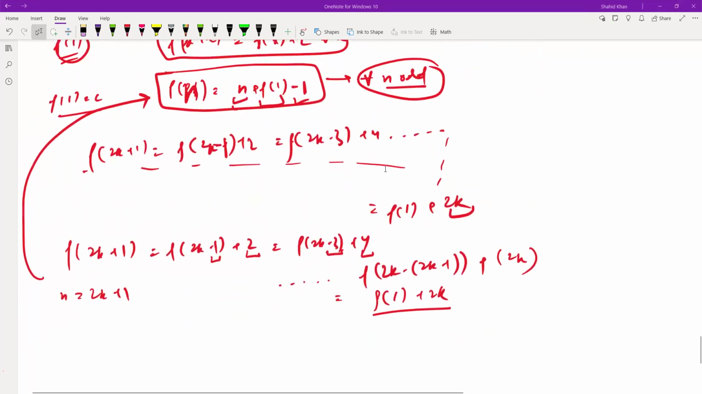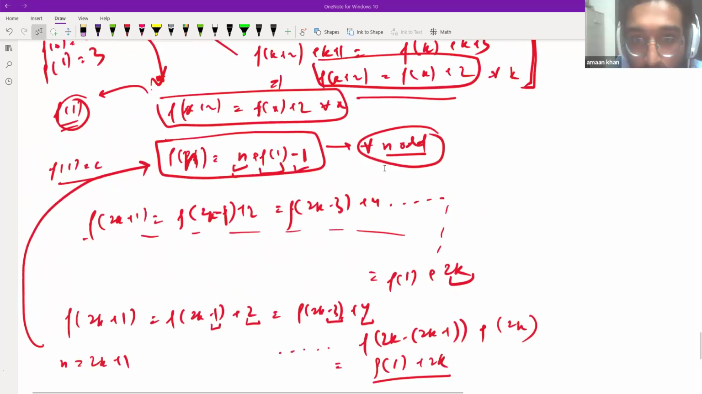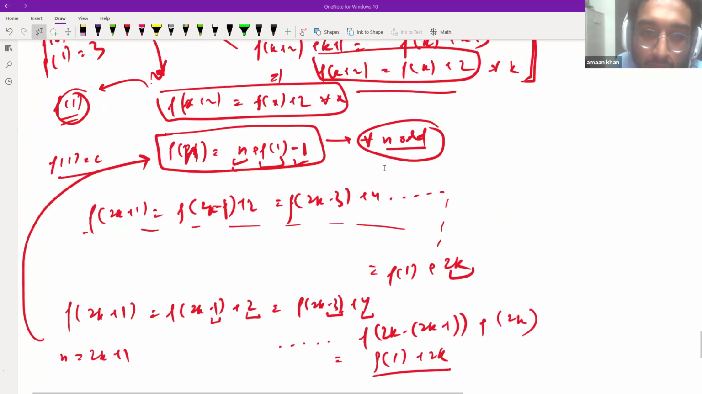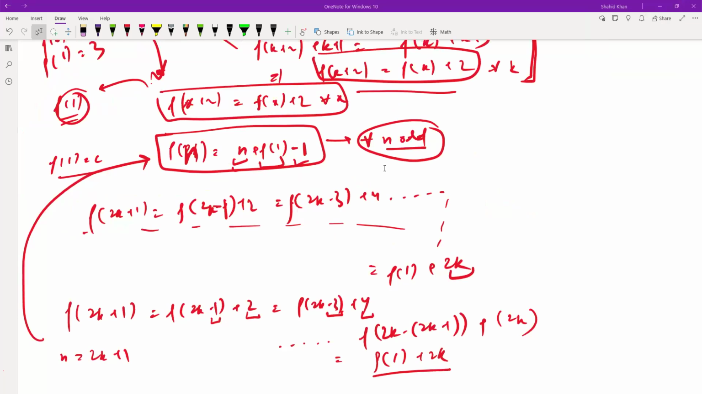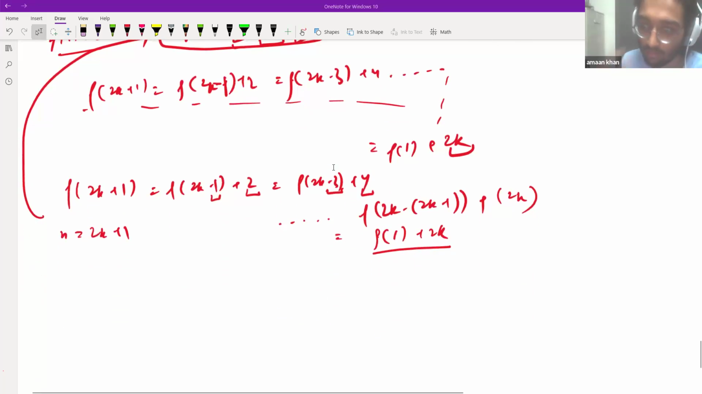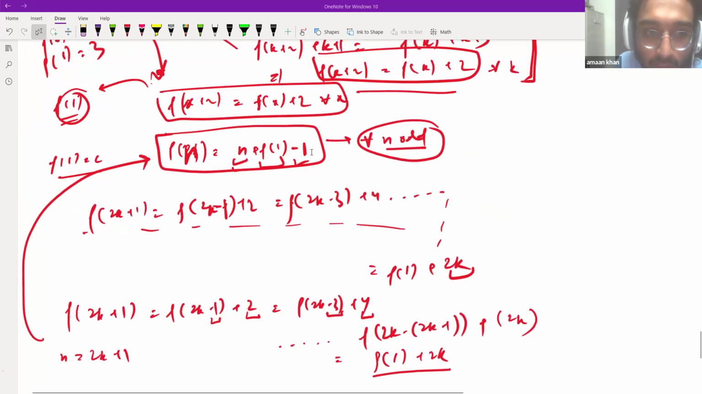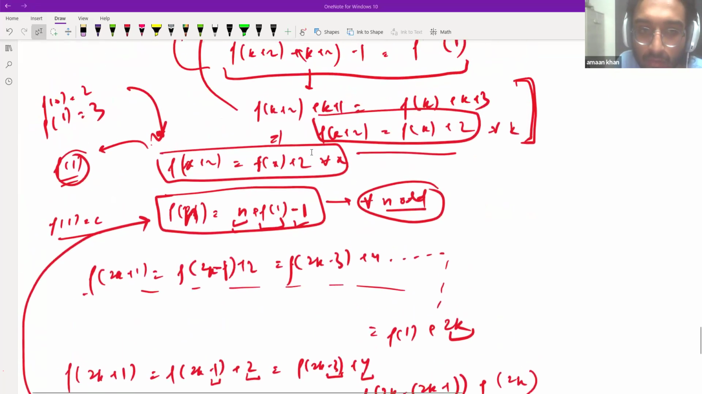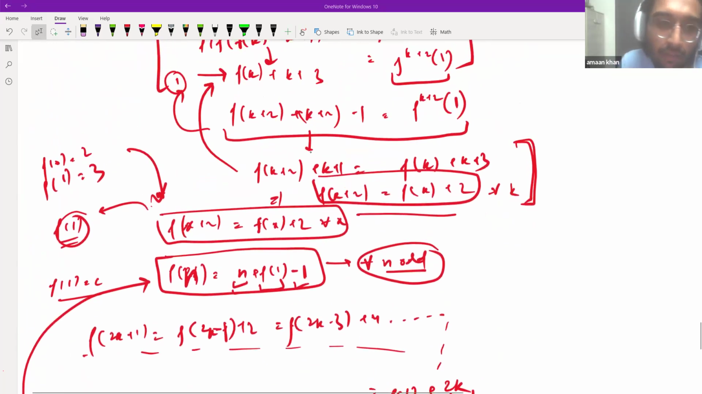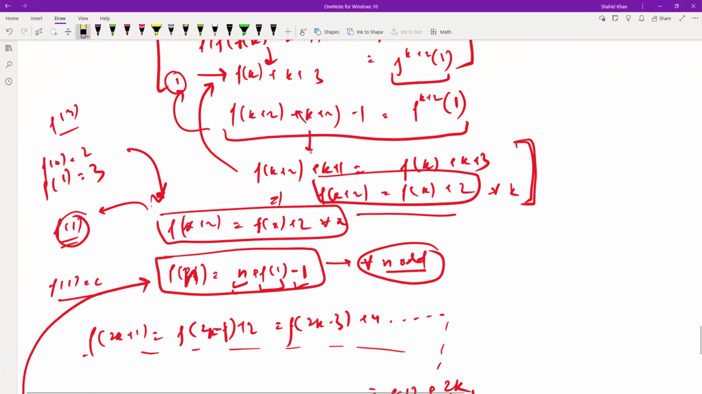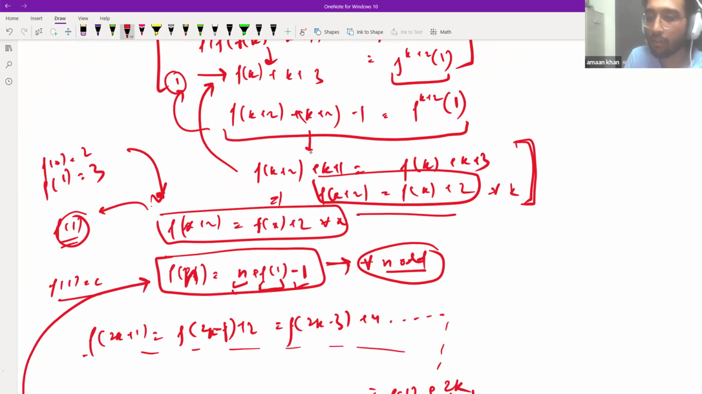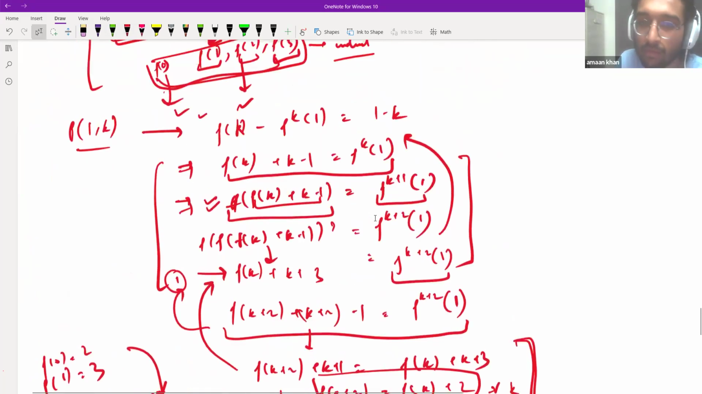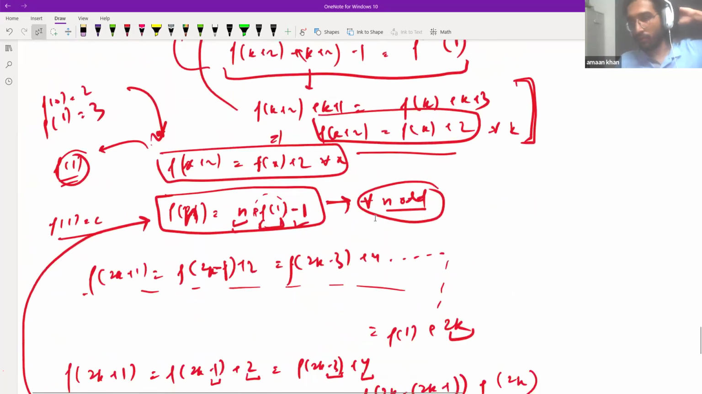Plugging n equals 3 works. What we have found, f of n is equal to n plus f of 1 minus 1. Yes, but what does it give if you put n equal to 3? You don't have f of 3 as well right now. Oh, we have it in the form of f of 1 only. Yeah, you have everything in the form of f of 1, for all odd n. So you need to find f of 1.